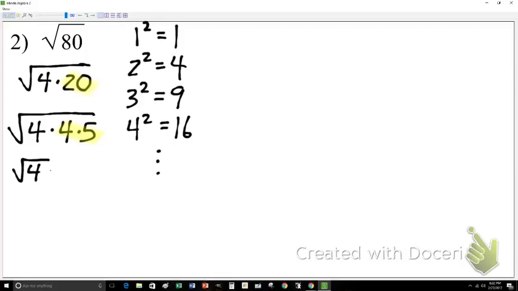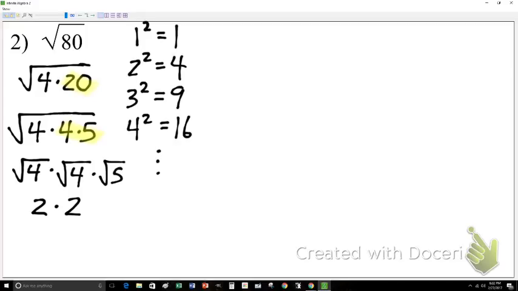So all we have to do now is break up the radical, or bring the radical down to each individual term, or each individual number. So we have the square root of 4 times the square root of 4 times the square root of 5. Well, the square root of 4 is just 2, so we have 2 for the first. And then the square root of 4 again is 2, so we have 2 for the second.